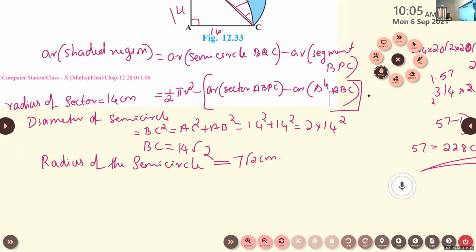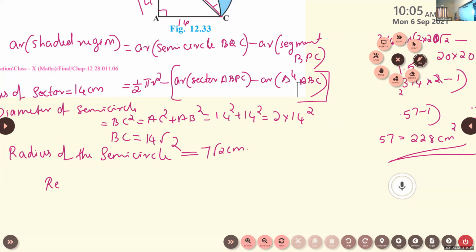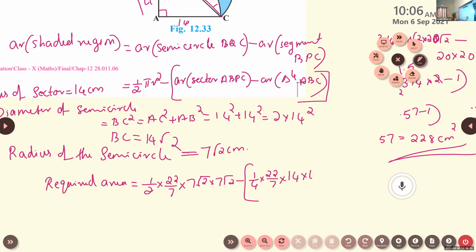Now substitute and find out. So required area is half pi r square. Did they mention about pi? No, but 22 by 7. Half into 22 by 7 into radius of the semicircle 7 root 2 into 7 root 2, minus area of the sector, 1 by 4 because it is a quadrant, 22 by 7, sector's radius is 14, 14 into 14, minus area of the triangle, half into 14 into 14.